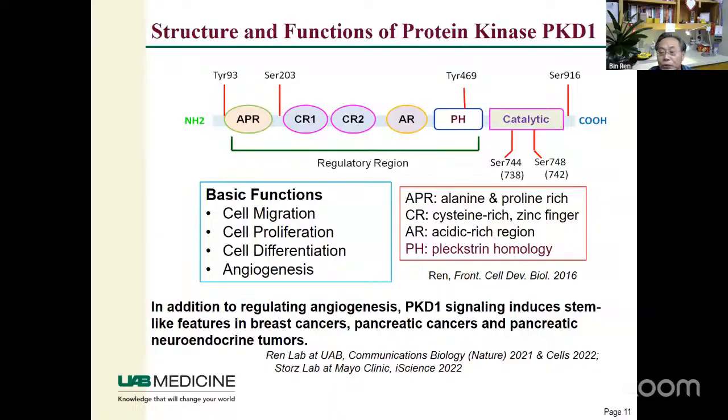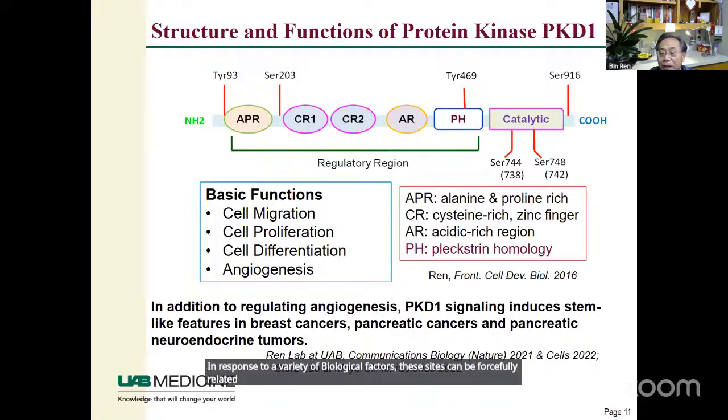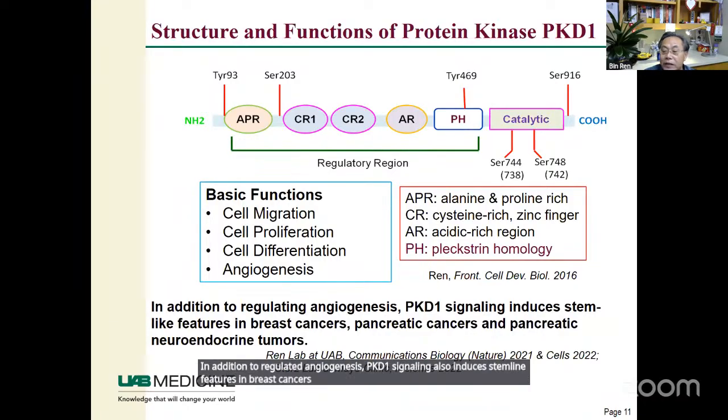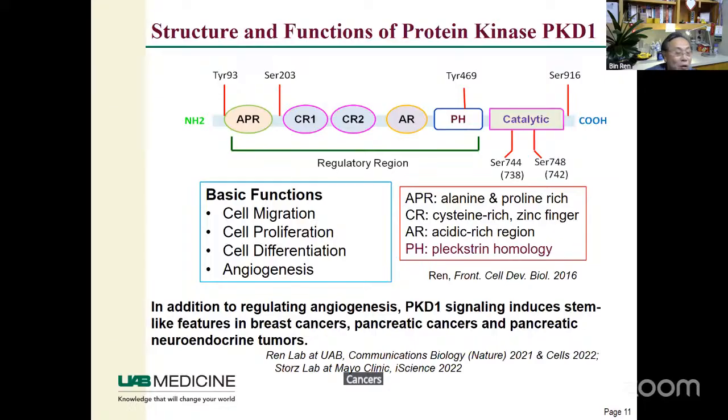In response to a variety of biological factors, these sites can be phosphorylated to activate PKD1 and regulate such fundamental cellular functions as cell migration, cell proliferation, cell differentiation, and angiogenesis. In addition to regulating angiogenesis, PKD1 signaling also induces stem-like features in breast cancers, pancreatic cancers, and pancreatic neuroendocrine tumors.